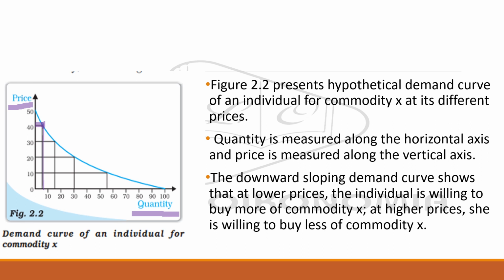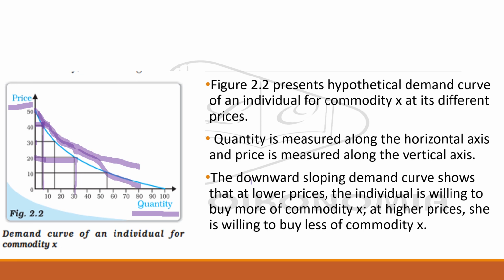Now when the price is reduced to 20, you are purchasing more of the commodity. That is, you are purchasing 30 units of the commodity. So quantity and price have an inverse relation, and that is why your demand curve is sloping downwards. When you are facing a lower price in the market, you buy more of the commodity, and at higher prices you will be buying less of the commodity, and that is how you have a demand curve like this. It has a negative slope.